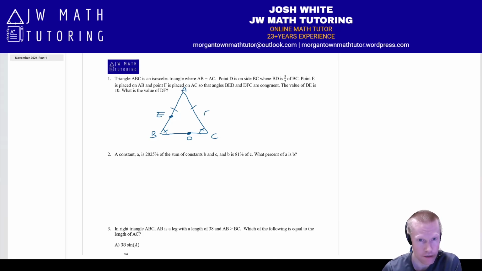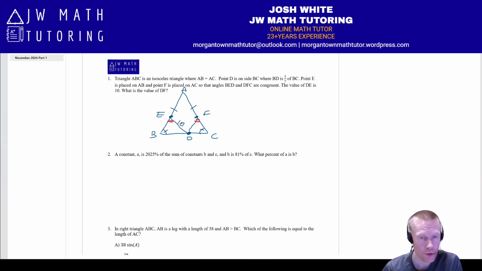F being placed on AC, such that angle BED, so first I just have to connect E to D here, and DFC, so I also have to connect D to F here, are congruent, okay? So, for example, now we know that these two angles here are congruent. All right, one more piece of information we're given, DE is 10. So that's everything that's provided so far in the problem, and now they want to know what is basically the length or the value of DF.